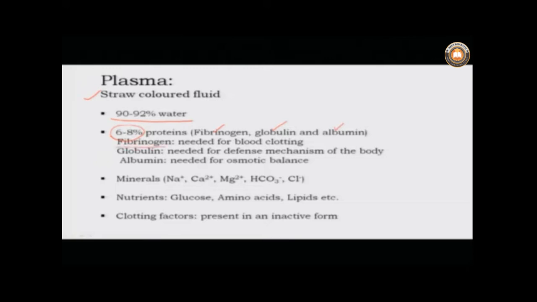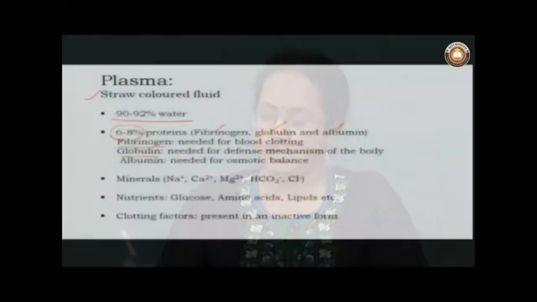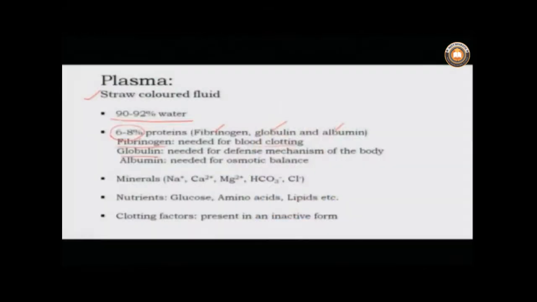Fibrinogen is needed for blood clotting. We will discuss this in the later part of this lecture today. Globulin is a very important component of certain molecules that you may have heard of, which are known as antibodies. So, antibodies are a type of globulins called immunoglobulins. So, globulins are therefore needed for the defense mechanism of the body.